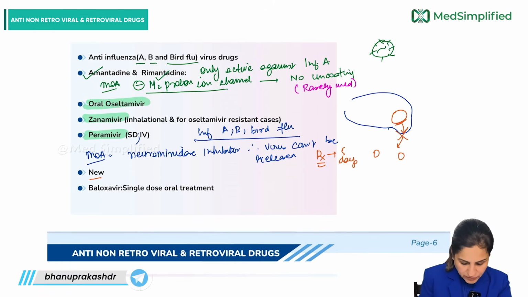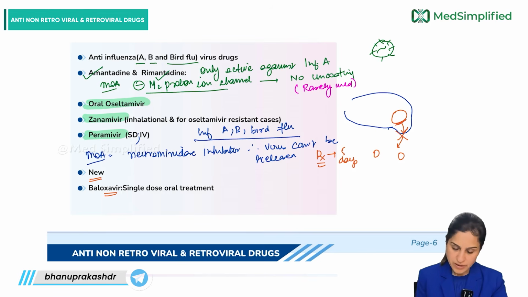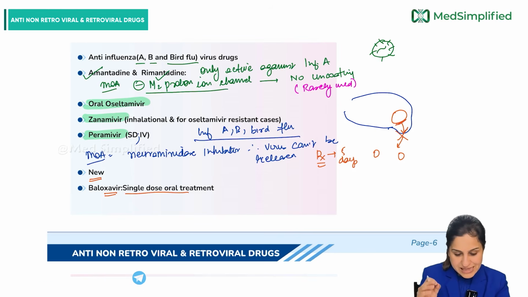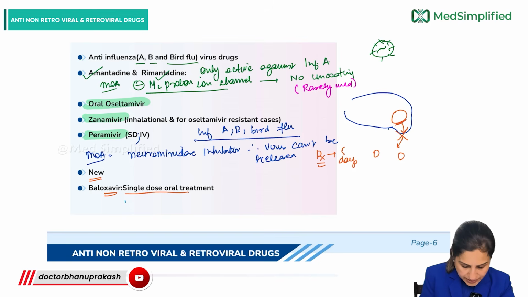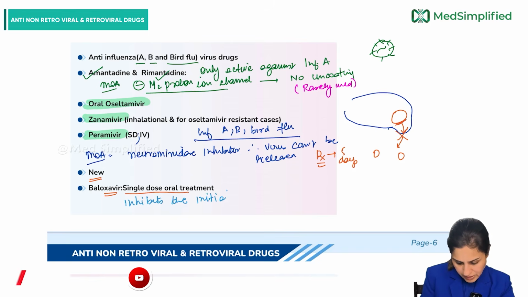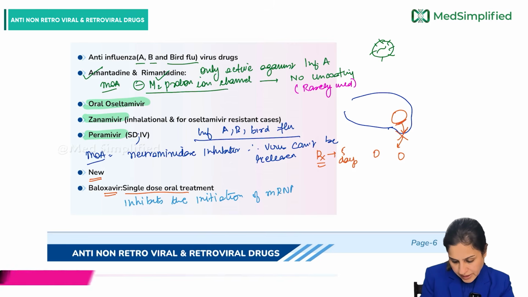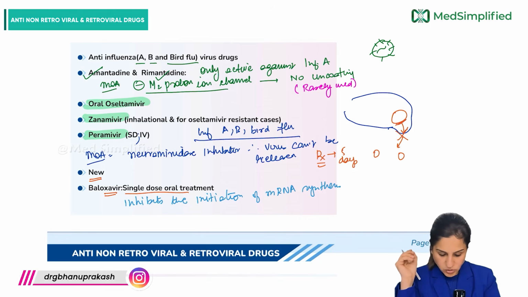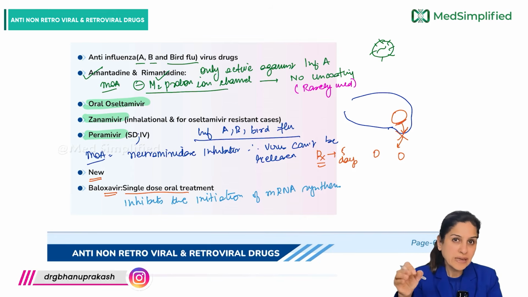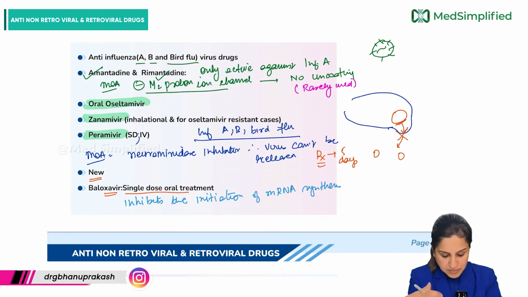There's a newer drug which is baloxavir, and this is given as a single dose oral treatment, right? Single dose oral treatment is given with this drug, and this inhibits the initiation of mRNA synthesis, right? So this inhibits the initiation of the mRNA synthesis. It has a different mechanism than the others.